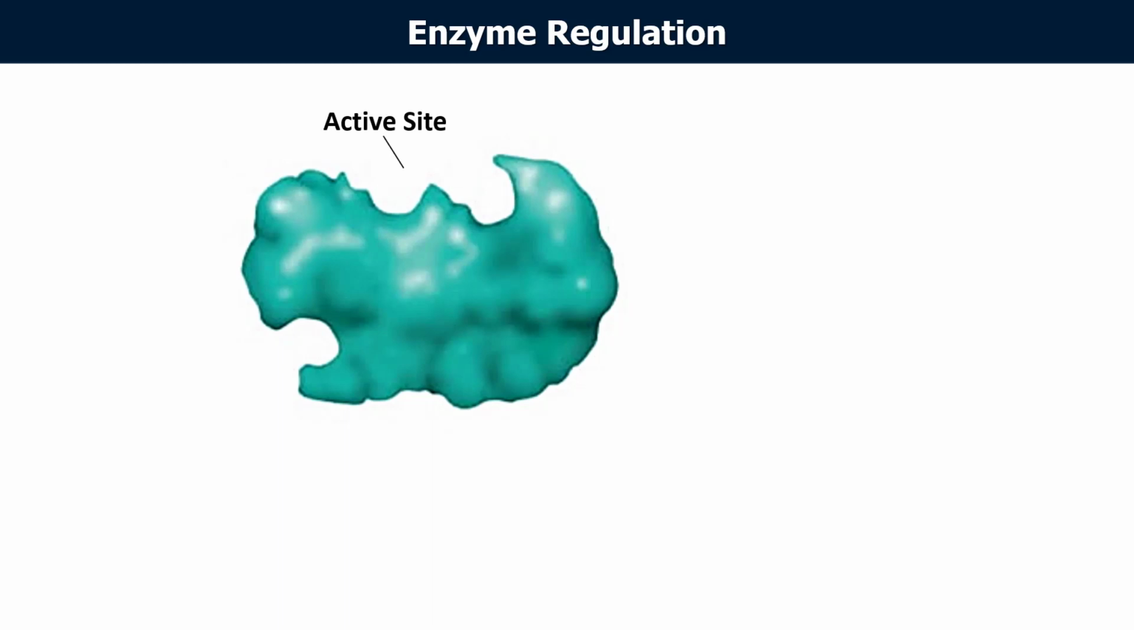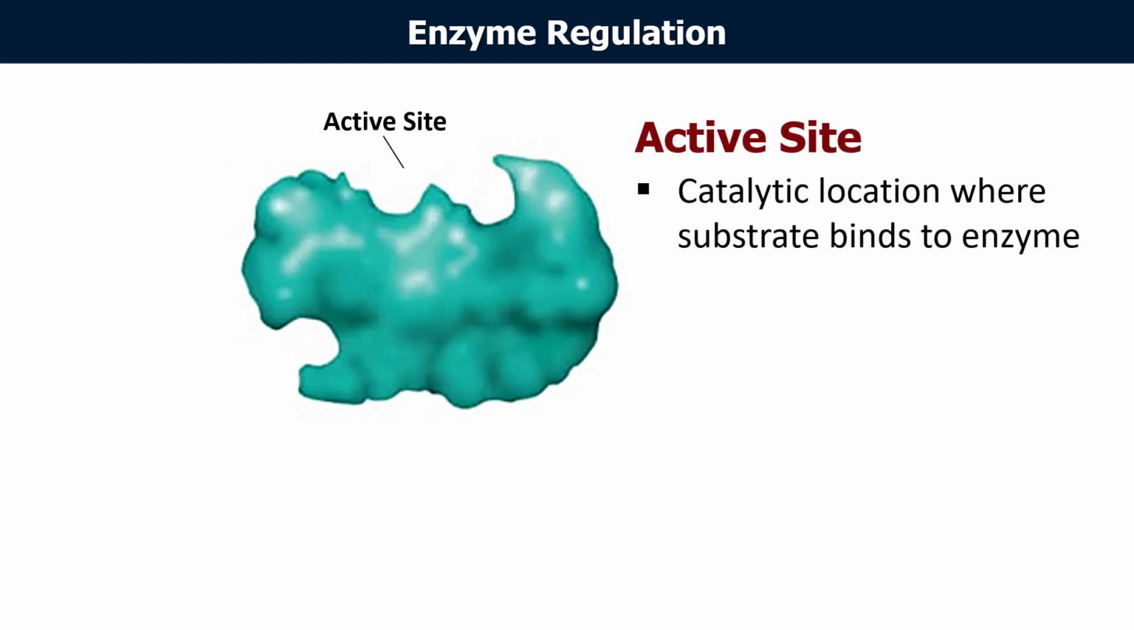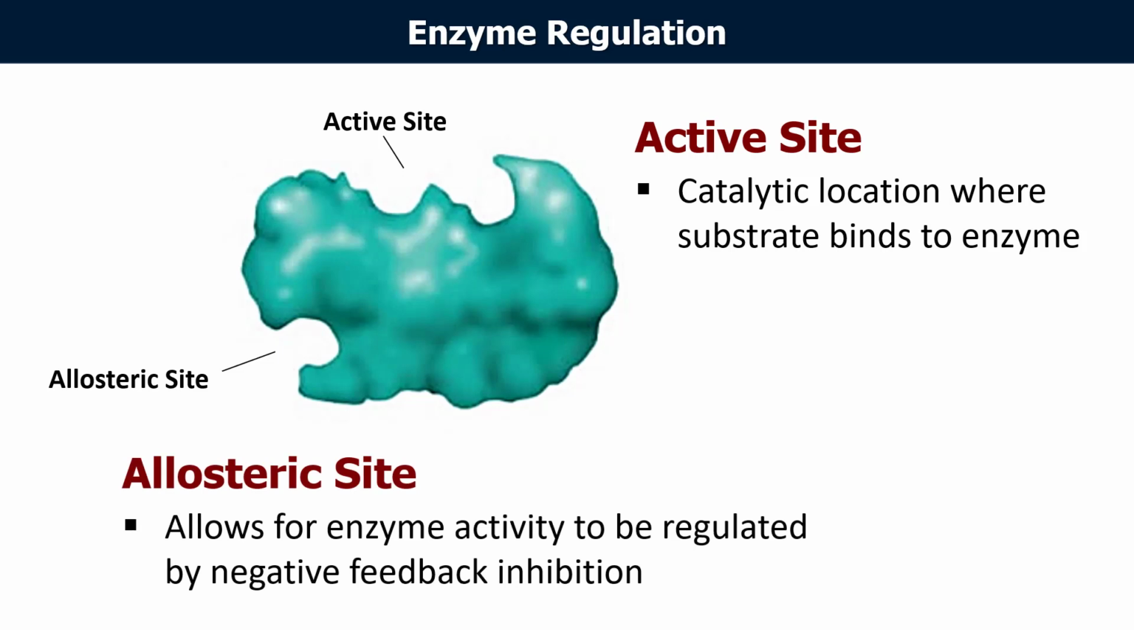Well, again, let's think about the active site. That's the catalytic portion where the substrate binds to the enzyme. So we've discussed that. But there is another site on this enzyme called the allosteric site, and we hadn't mentioned that yet. Allosteric means change of shape. So this is a site where something can bind and alter the shape of the enzyme. So the allosteric site is going to allow for enzyme activity to be regulated by something called negative feedback inhibition.